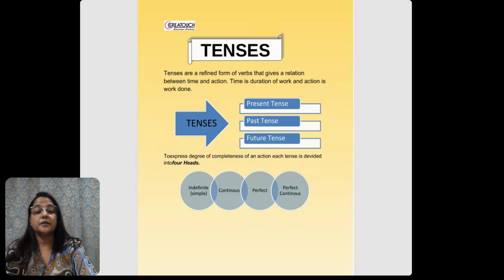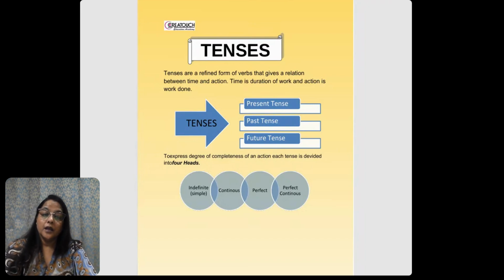Hello, dear students. Today we are starting with the topic tenses. Tenses are a topic which is not only used in junior English classes, it is also useful for the senior level, CUET level. So let's start with the topic tenses.